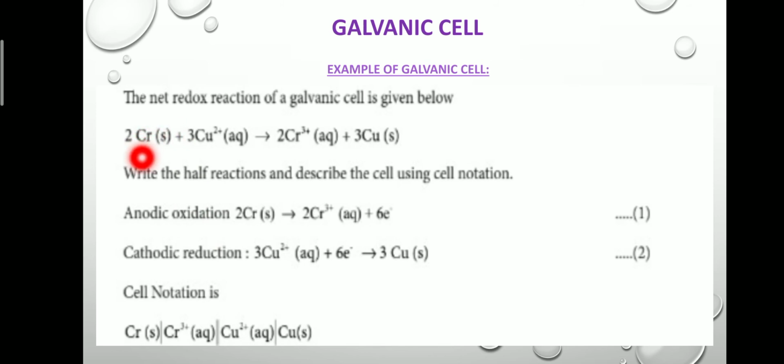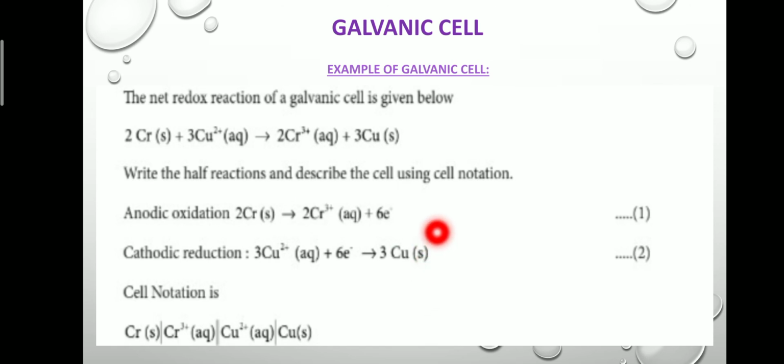What gets oxidized is chromium. Cr gets oxidized to Cr3+. So 2 Cr solid gives 2 Cr3+ aqueous plus 6 electrons. It loses 6 electrons. Next is the cathode reduction. 3 Cu2+ aqueous gains those 6 electrons, and 3 Cu2+ plus 6 electrons gives 3 Cu solid. These are the two half cell reactions.